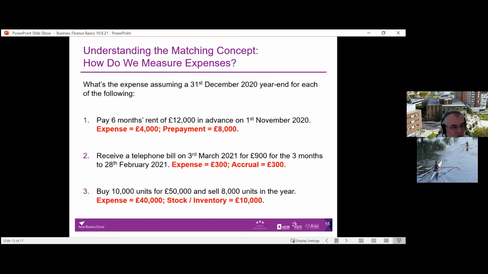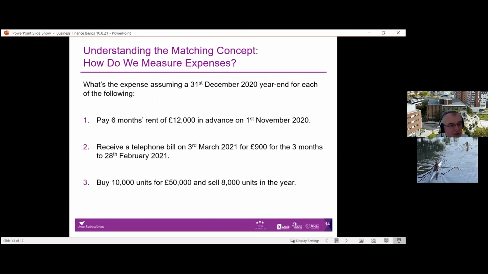So the second one, if I just remind you the question without the answer distracting you. If you've received a telephone bill that covers a 3-month period to the end of February 2021, do you agree the 3 months that we're talking about are December 2020, January 2021, and February 2021? Only one of those months is relevant for the financial year ended the 31st of December 2020. The January and February telephone services costs belong in the 2021 financial statements, not the 2020 financial statements.